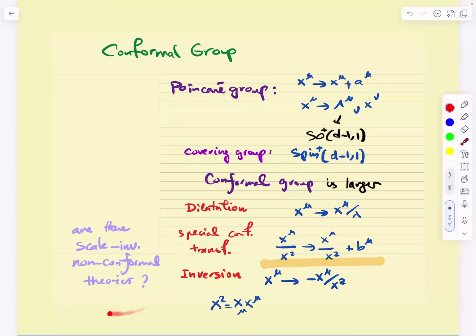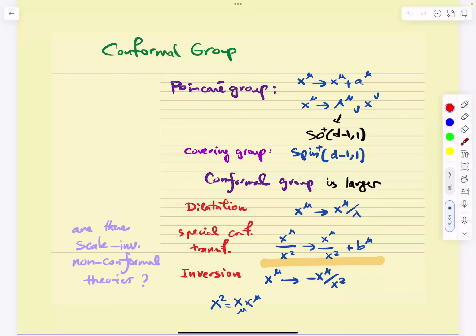So think about, are there scale invariant non-conformal theories? I'm going to comment on this a little bit later. Is that clear?